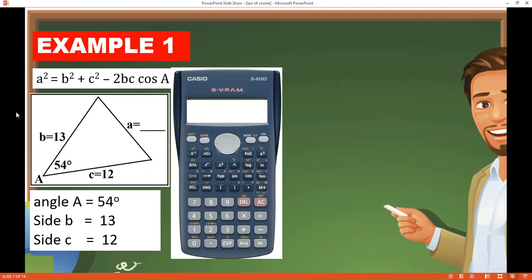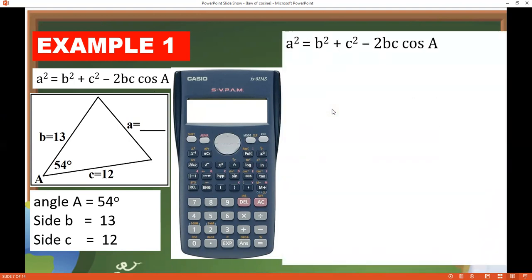So we are going to use the formula: A squared is equal to B squared plus C squared minus 2BC cosine A. Okay? Now, we are going to use that formula. Then, substitute lang natin yung mga given natin.